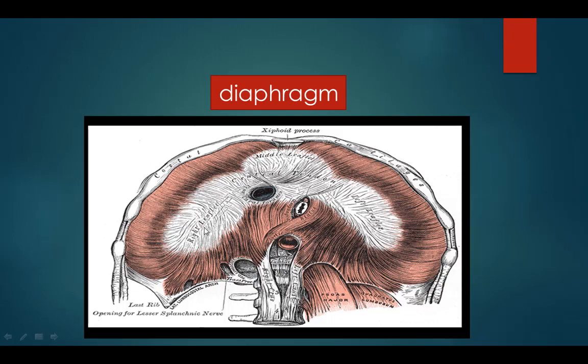You see here, this is the central tendon of the diaphragm, and here this is the right dome and this is the left dome of the diaphragm. Here is the caval opening, this is the esophageal opening, and here this is the aortic opening of the diaphragm.